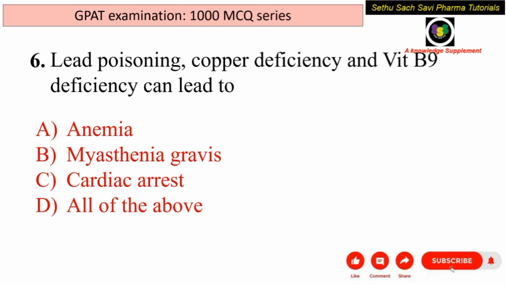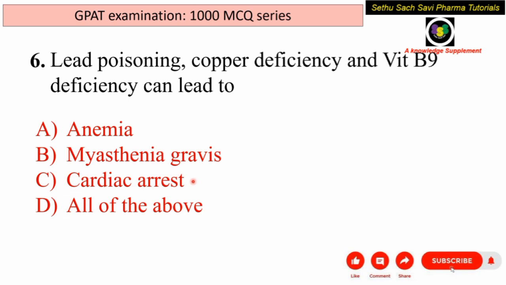Here, as you can see, they have noted three conditions. First one is lead poisoning, second one is copper deficiency, third one is vitamin B9 deficiency. What is vitamin B9? It is folic acid. So here we have to concentrate: there is reduced folic acid, reduced copper and higher amounts of lead. So what will be the condition?